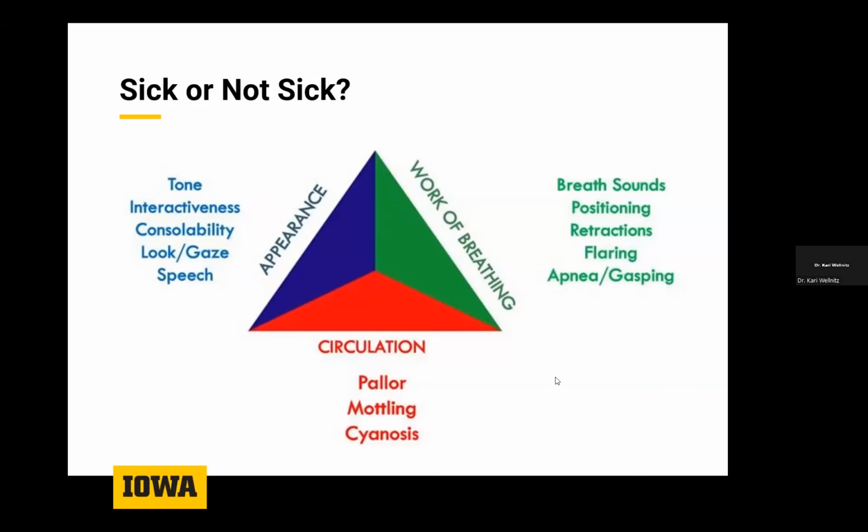In terms of circulation, their coloration can be huge. You won't often see cyanosis until kids are down into the low 80s, and so that tends to be a bit of a late sign. And then lastly, we've already covered the breath sounds and other findings.